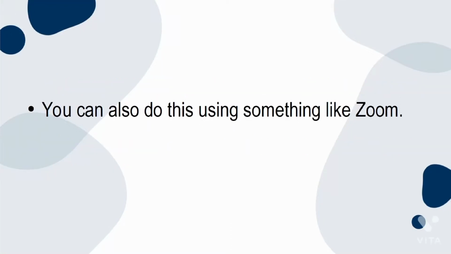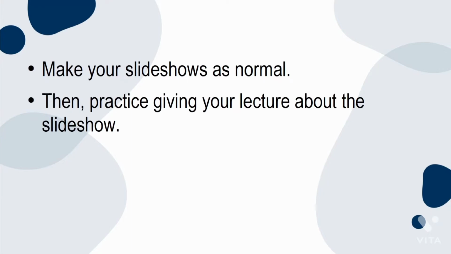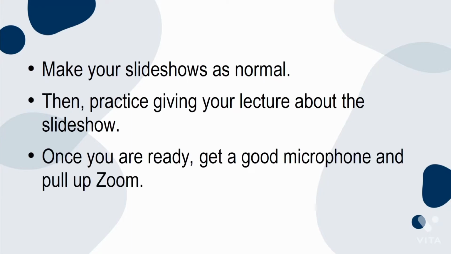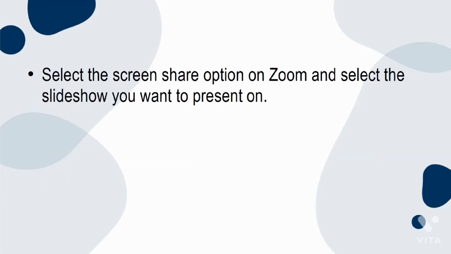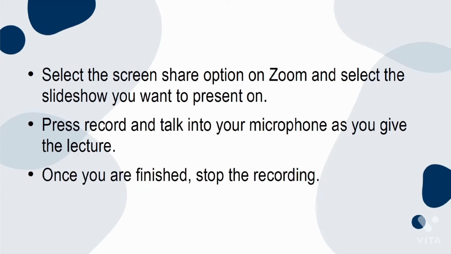You can also do this using something like Zoom. Here's how to use Zoom. Make your slideshows as normal. Then practice giving your lecture about the slideshow. Once you're ready, get a good microphone and pull up Zoom. Select the screen share option on Zoom and select the slideshow you want to present on. Press record and talk into your microphone as you give the lecture. Once you're finished, stop the recording.